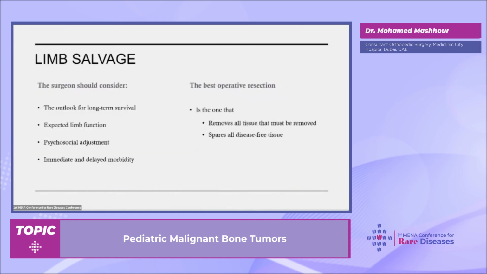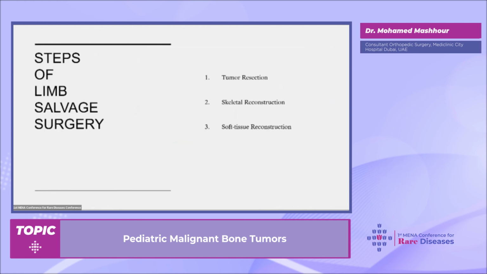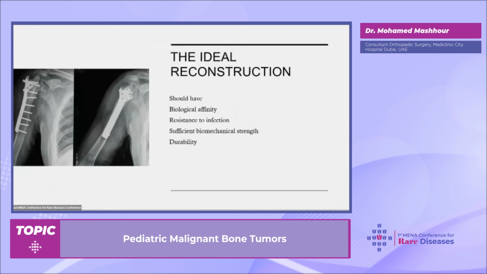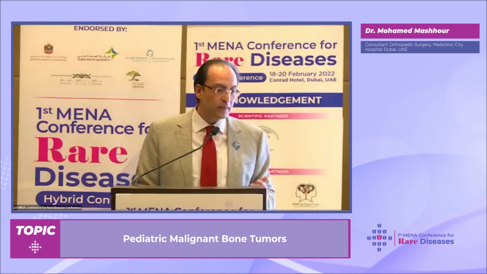I should look for the long-term survival of the patient, as I told you, and psychological adjustment. Remove all the tissues that need to be removed and leave the patient disease-free. The steps are basically 3: resection, skeletal reconstruction, and soft tissue coverage. If I fail to achieve any of those steps, limb salvage is not possible. I prefer the biological reconstruction that would stand long term, with no need for revision, no need for additional surgeries, and it is durable.